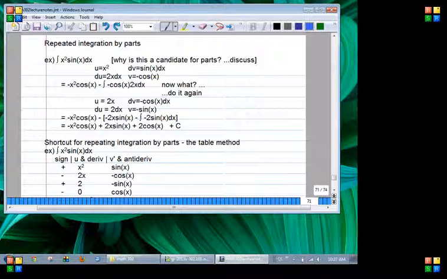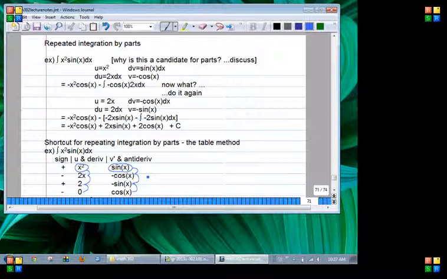And here's how you make the answer. I'm sorry, I forgot to say, once you have u equals x squared, take the derivative, take the derivative, take the derivative, and keep going until you hit zero. Also, once you have v prime of sine x, keep taking antiderivatives. So the antiderivative of sine x is negative cos x, the antiderivative of that is negative sine x, the antiderivative of that is cos x, and you can stop because on that row you have a zero.